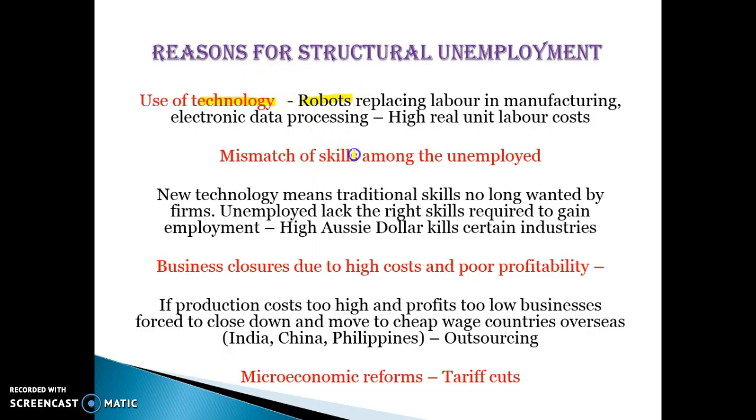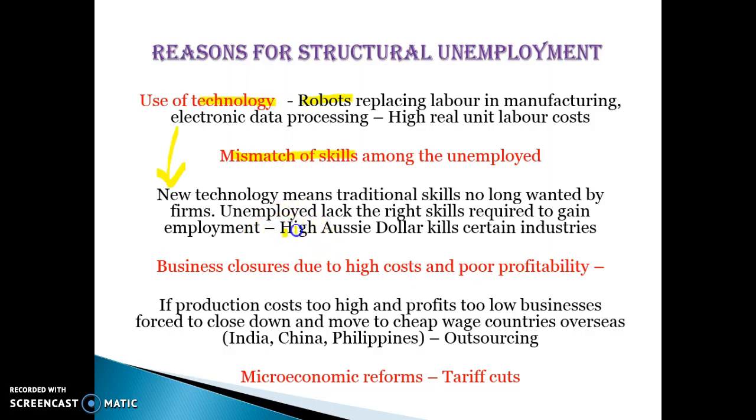It's also caused by a mismatch of skills amongst the unemployed. So one way the government will try and reduce structural unemployment is initiatives to put money towards training, so TAFE courses, more money for university, apprenticeships, to try and get people more skilled to reduce structural unemployment. New technology means traditional skills are no longer wanted. So if you have a skill that used to be relevant, but now it's not as relevant anymore, it's often the case with people that were involved in sales, door-to-door sales. So Facebook comes along, and therefore we need less salesmen.